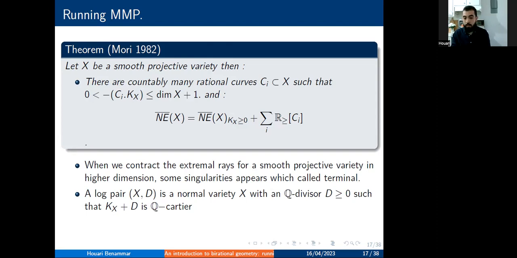So a log pair is a normal variety. Normal variety means a variety which is singular, and the singularity is good. That means that the local ring is normal in the algebraic definition. It comes with a Q-divisor D positive, such that K_X plus D is Q-Cartier. Q-Cartier is very important, because for this divisor we can consider a line bundle which corresponds to this divisor.